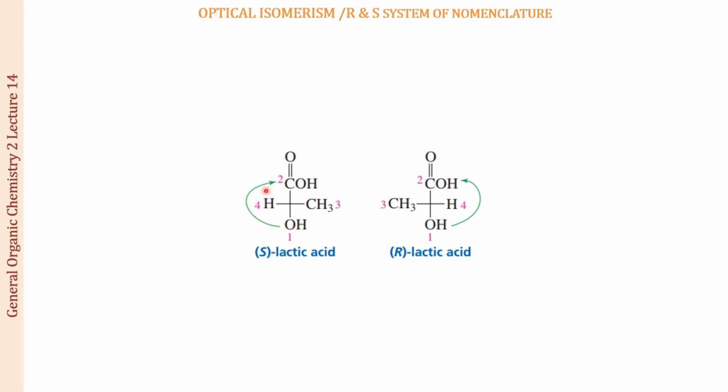Okay, and then this is in the clockwise direction. Hydrogen is on the horizontal line, so this means that you have to reverse the order. So this is going to be S-lactic acid, and obviously its enantiomer is going to be R-lactic acid. When we have enantiomers of each other, they are going to be of the opposite configuration. One is going to be the R, the other is going to be the S configuration.